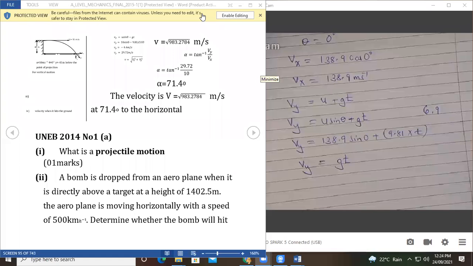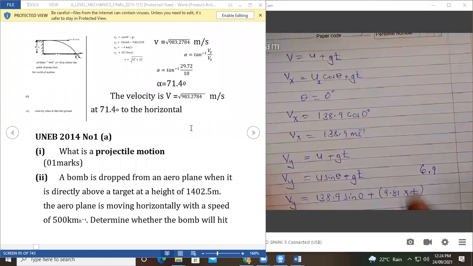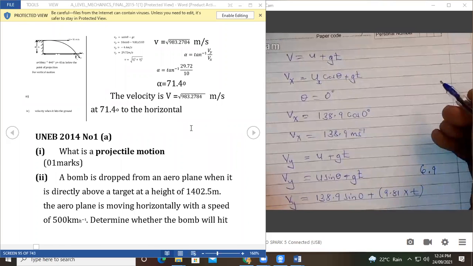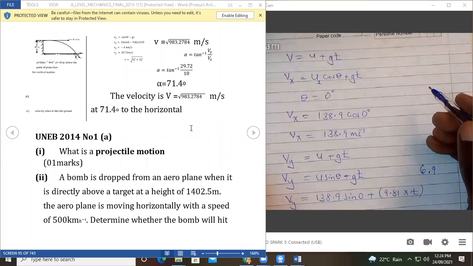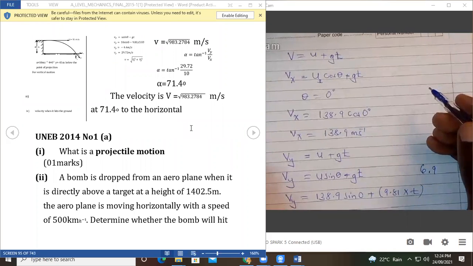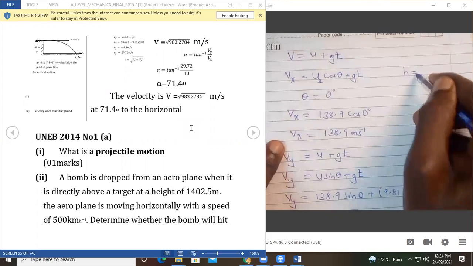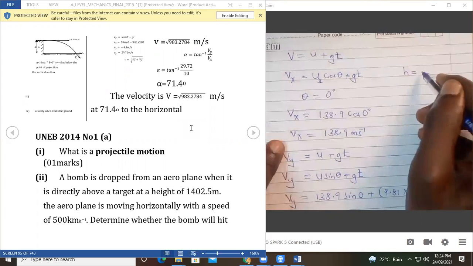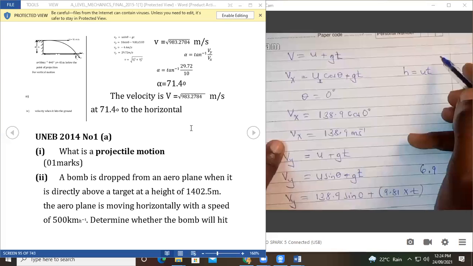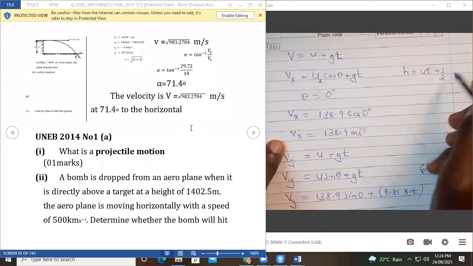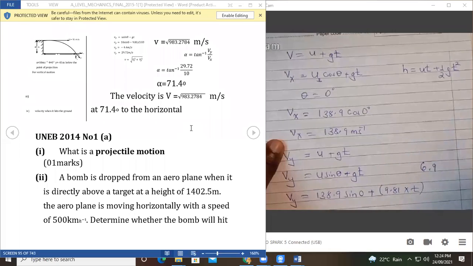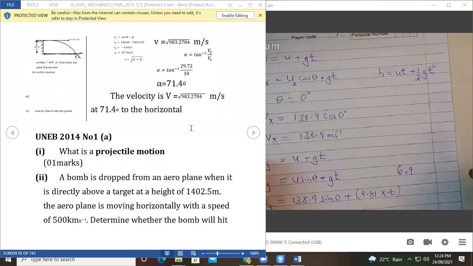People have different values. Which formula did you use? Tell me the formula you have used. The formula I use for the downward motion is h equals ut plus a half gt squared. Not so? Yes. So what is the height?